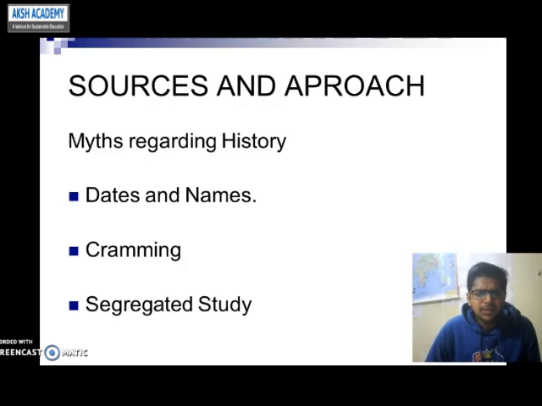The third myth is that it is a segregated study, meaning ancient history is different, modern history is different, medieval history is different. Well, I will not agree with this, because each and every part of history is related and linked to one another. Ancient is linked to medieval, medieval is linked to modern. So I will not prefer a segregated study. A proper linked study is recommended.